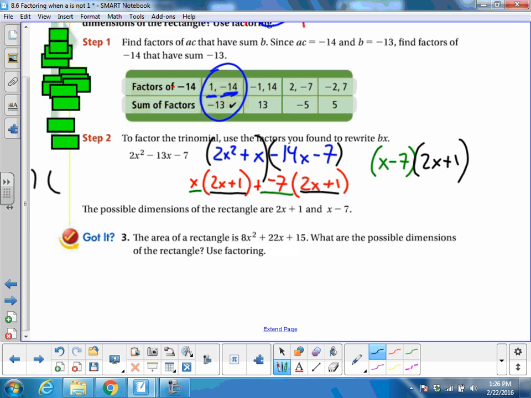Let's see how we did. 2x plus 1 is one of them, and x minus 7. So, as you can see from the beginning problem here, when both of them are negative, we really got to keep an eye on those negatives.